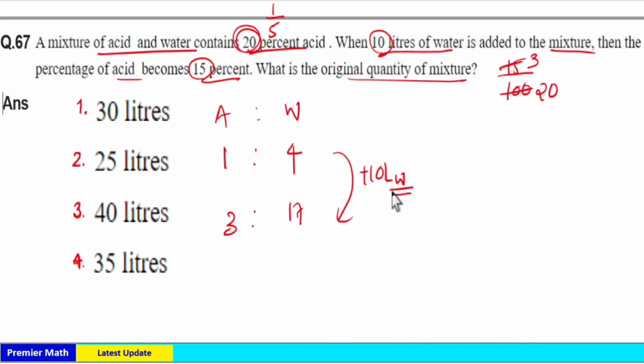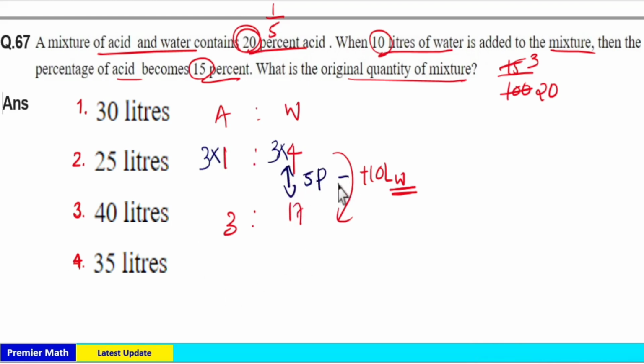Now you can see you are only adding the water component, which means the acid component in both the ratios should be equal. But here the acid components are not equal. In order to equalize, multiply the first ratio with 3. Here we have 3 parts acid when you multiply it with 3. Now the first ratio will become 3 is to 12. Now the difference between 12 and 17 is 5 parts.